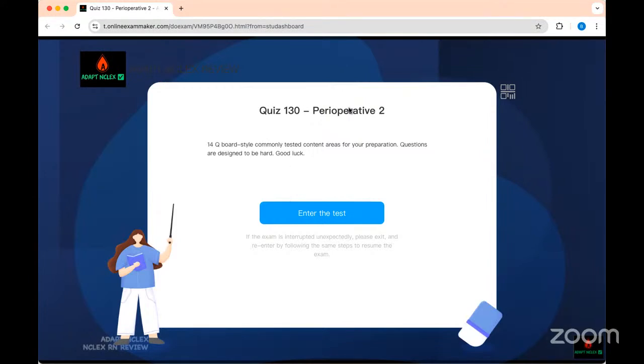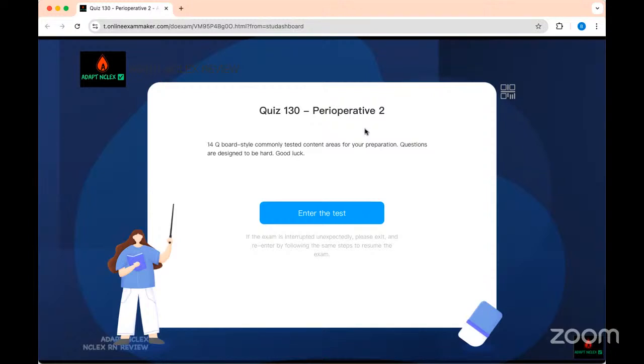Today we're going to talk about perioperative care. It's mostly risk reduction questions that you see. So I'm just going to give you brief information about it, then we do some questions. But this is an area you have to know is very important for your test, especially risk reduction.